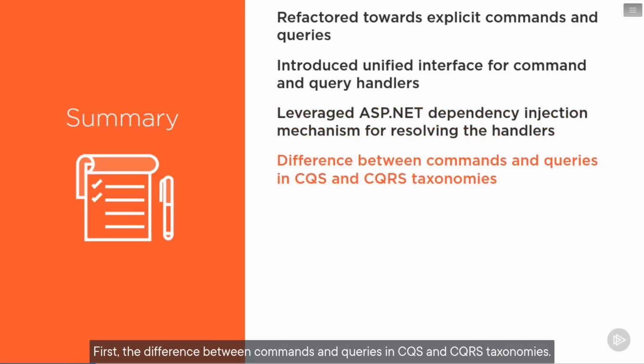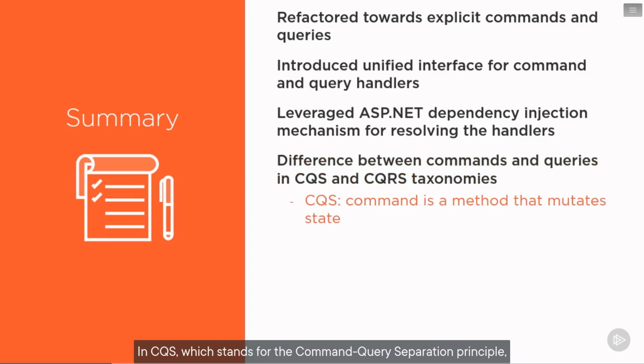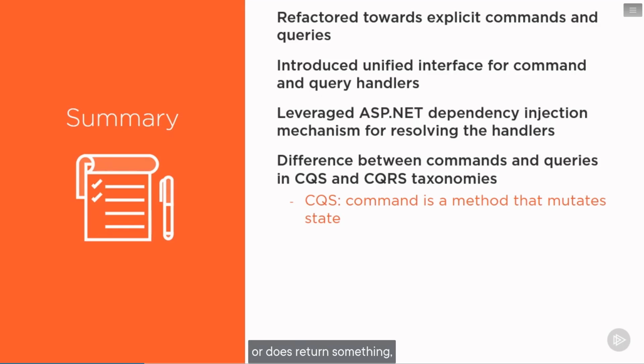First, the difference between commands and queries in CQS and CQRS taxonomies. In CQS, which stands for the Command Query Separation Principle, a command or a query is a method that either mutates the state of the application and doesn't return anything to the caller, or does return something but doesn't leave any side effects in the application state.